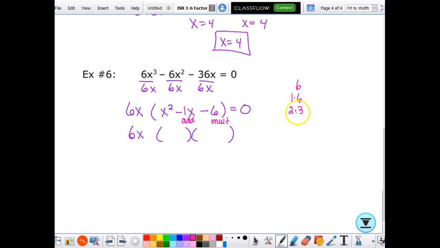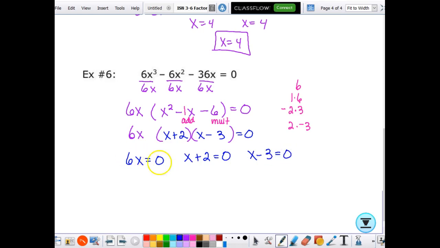The signs are going to be different because I have to make a negative. So it's either going to be a negative 2 or a negative 3, right? The largest number gets that sign. Who's largest? 3 is, out of the pair. 3 gets that sign right there. So we're going to have x plus 2, x minus 3 equals 0. So we say 6x equals 0, x plus 2 equals 0, x minus 3 equals 0.